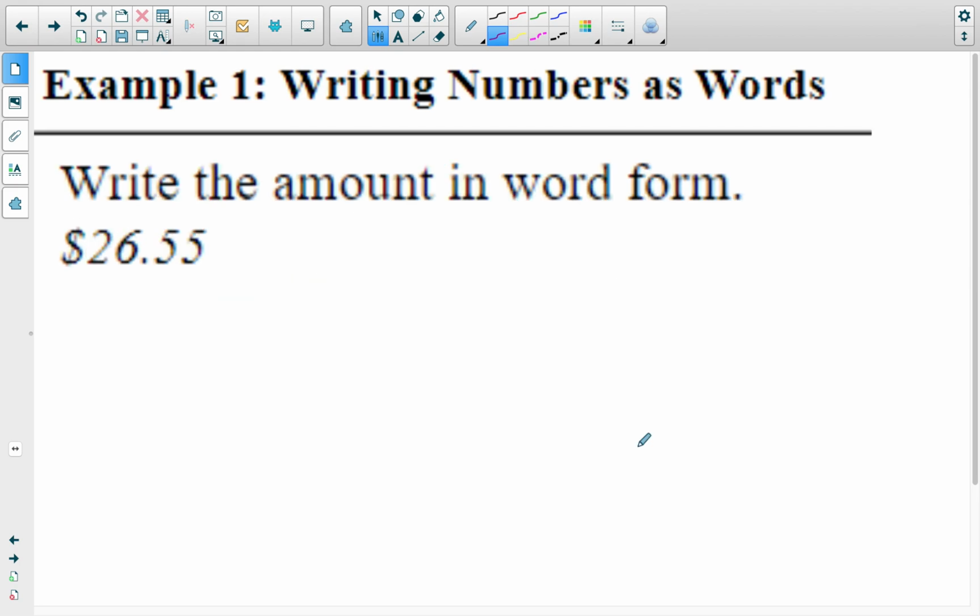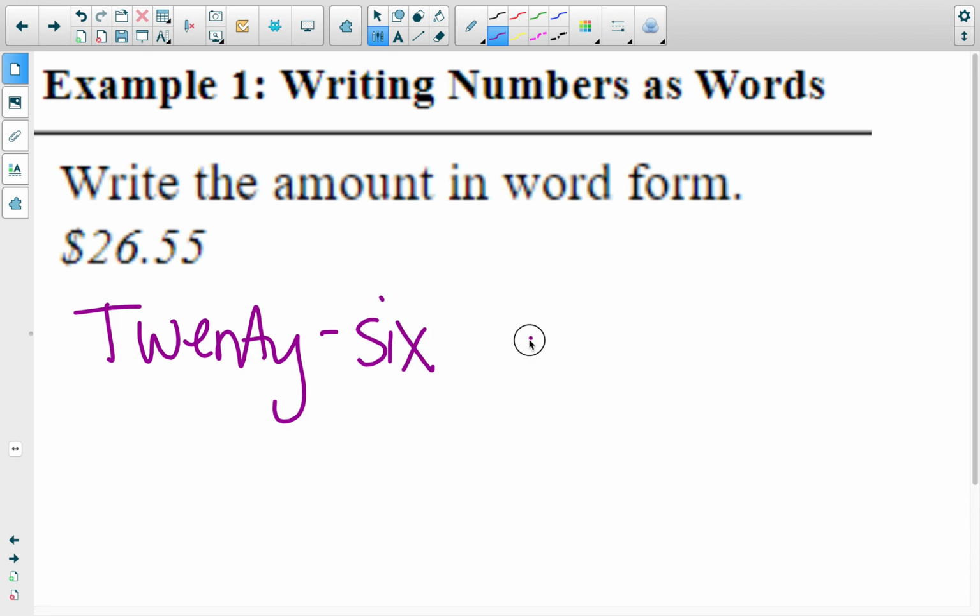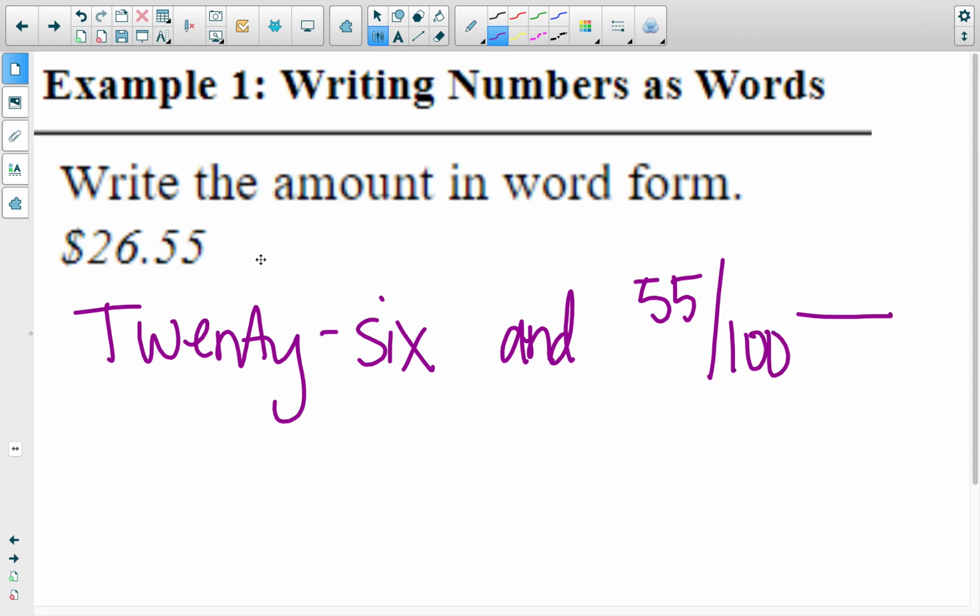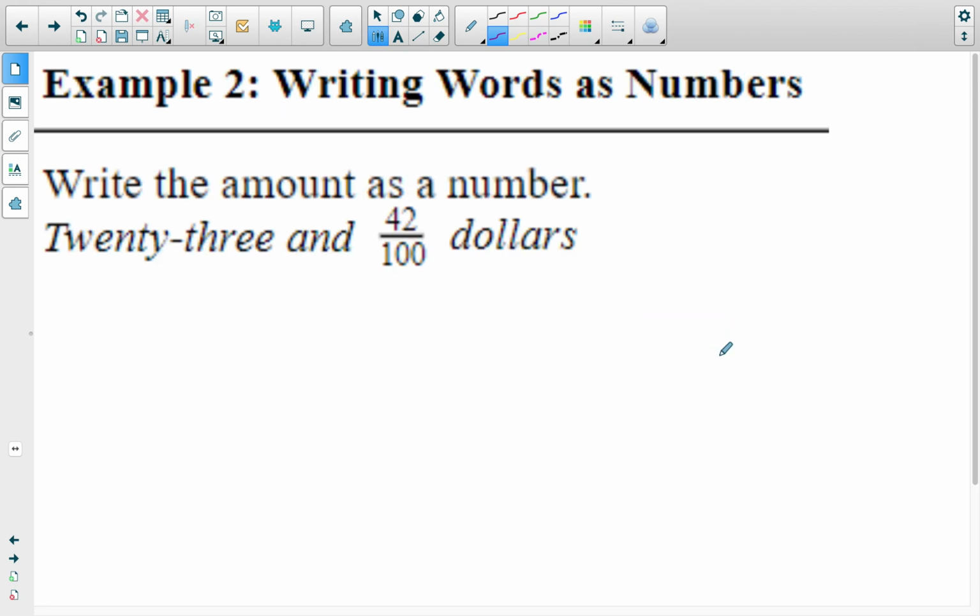Write this amount in word form. Pause the video, give it a try. Okay, hopefully you came up with 26. We can leave out the word dollars. And 55 out of 100. It's out of 100 because there are 100 cents in a dollar. So this 55 cents is 55 hundredths of a dollar.